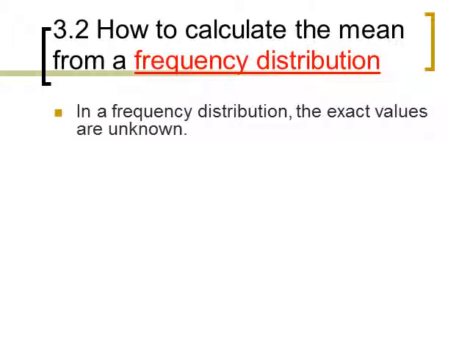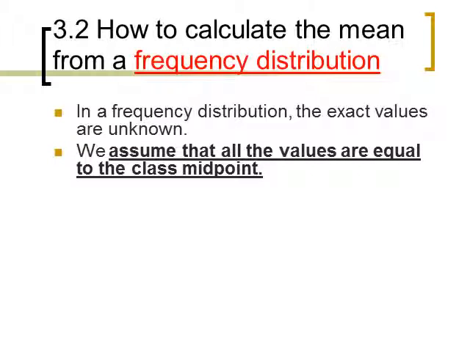So we have to get an approximate mean, doing it a little differently. So what we do is we assume that all the values are equal to the class midpoint for each class. So in order to calculate the mean, we first have to find the midpoints of each class. And remember, the way we find a midpoint is we add up the two numbers and we divide it by 2.